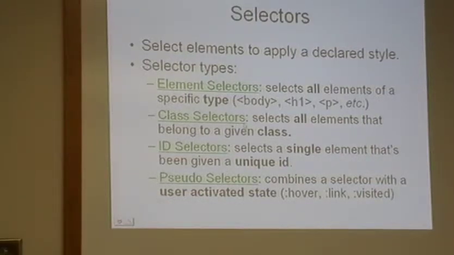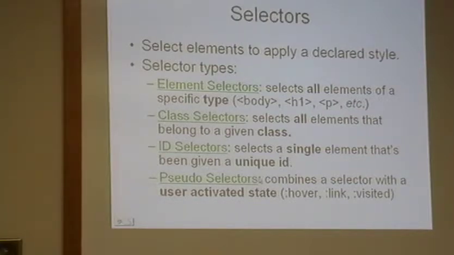The second type of selector is a class selector. What this does is it selects all elements that belong to a given class. I'll show you what class is afterwards. And then there's another one that's ID, that selects a single element that's been given a unique ID. The difference between class and ID is your document can only have one element with a given ID, but it can have many different elements with the same class. So if you apply a style to an element with an ID, it only gets applied to that one element, instead of the class, which gets applied to a group or a set of elements.